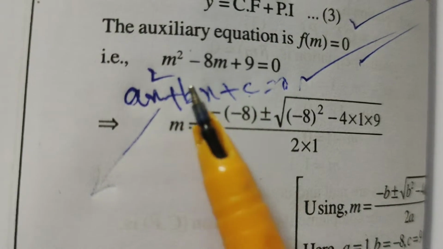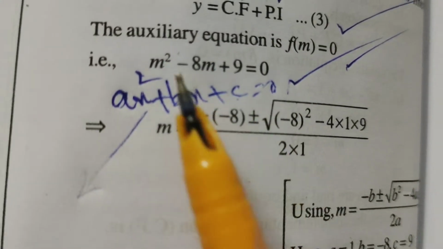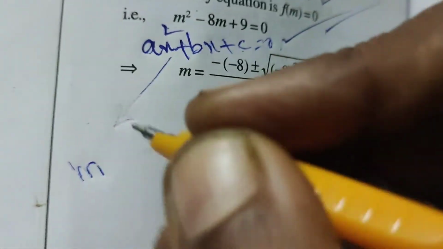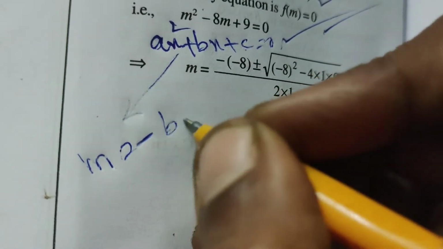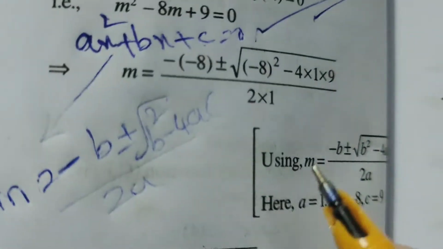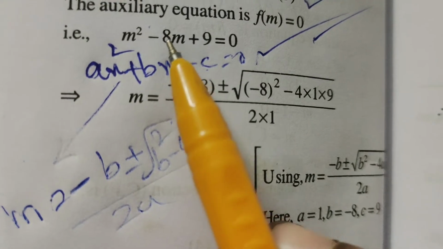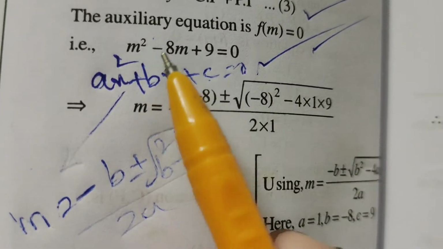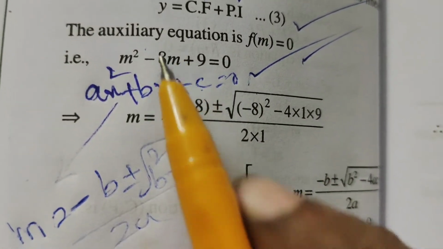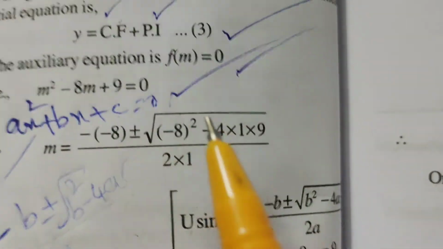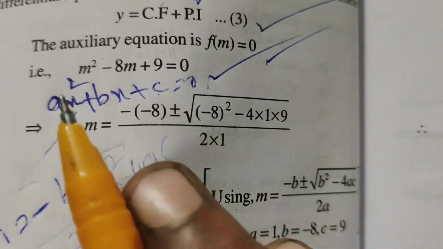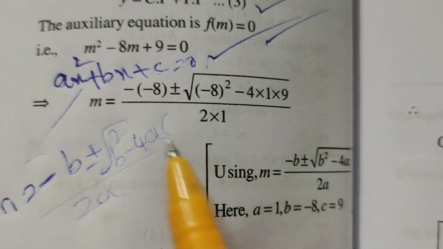In this equation, there is no suitable multiplication of the coefficients, so we use the formula m = (−b ± √(b² − 4ac)) / 2a. Here a = 1, b = −8, and c = 9. So m = (−(−8) ± √((−8)² − 4·1·9)) / (2·1).